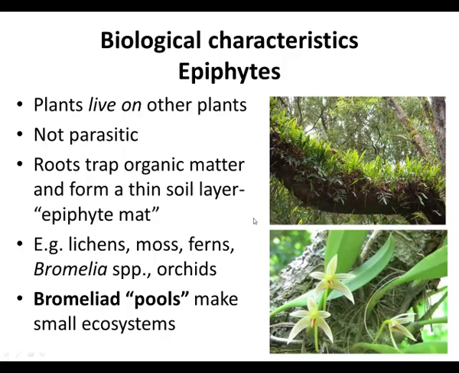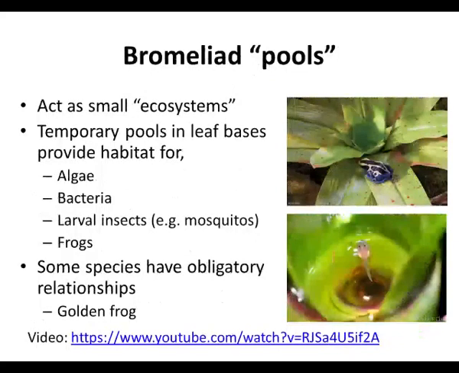And one unique plant that we will see in the rainforest is the bromeliad, those nest-like plants. In a bromeliad, you will find a little pool of water in the middle of the plant, and it makes a small ecosystem.